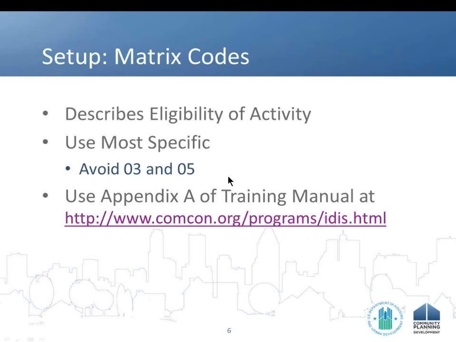Okay, if you need help choosing the most specific and most appropriate matrix code, what you want to do is use Appendix A of the online training manual. Appendix A is going to list all of the different matrix codes. It will give you a short description of each, and it will also provide you some guidance as to when to use each matrix code. Should I use 01 for acquisition, for example, or should I use 14 in the 14 series if I'm also doing rehab? So use that appendix, and it will be a tremendous help in choosing the right matrix code.